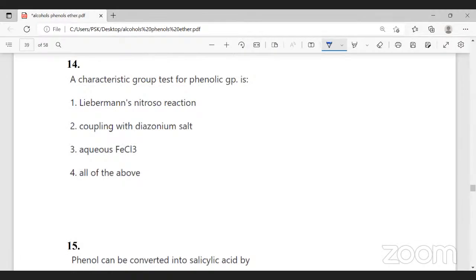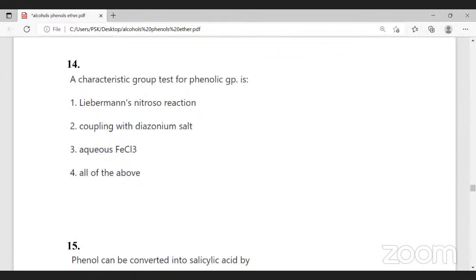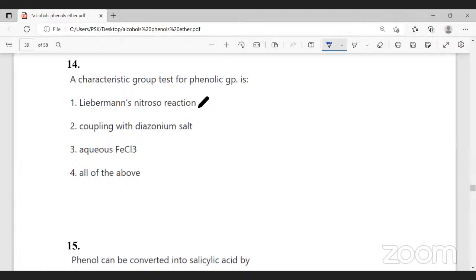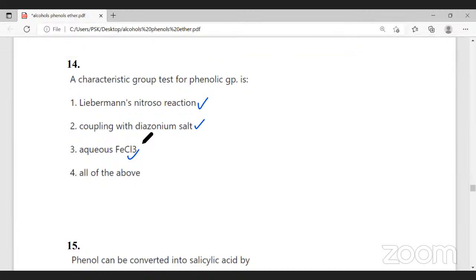a characteristic group test for phenol. Liebermann's nitroso test. We have learned Liebermann's reaction, coupling reaction with benzene diazonium chloride, and also phenol is tested by using ferric chloride. You get a pink color, I told you. So the characteristic test for phenol is, it's all the three. Therefore, the answer for this question is option 4, all the above.